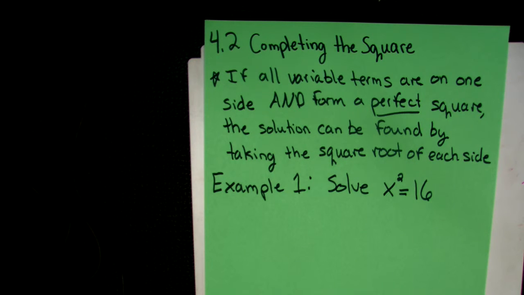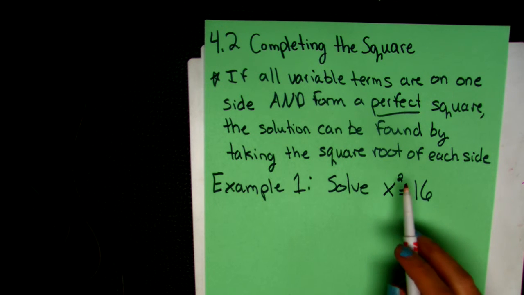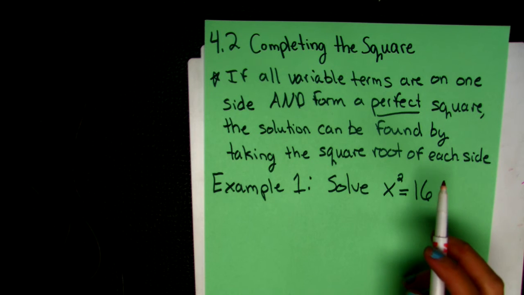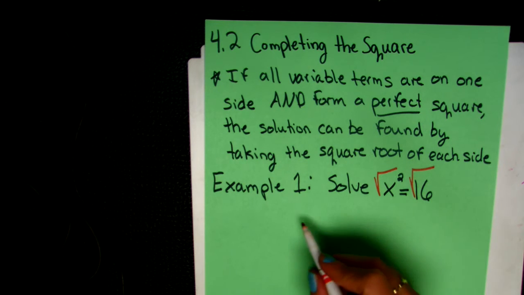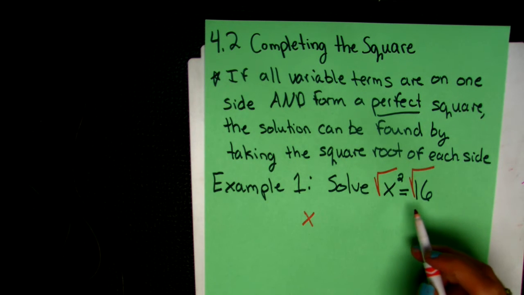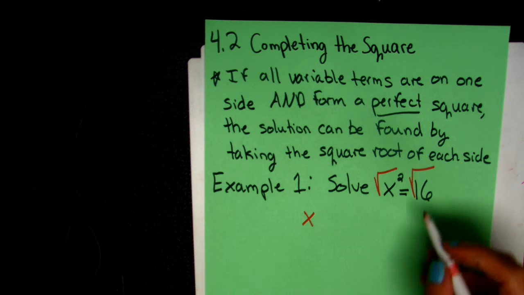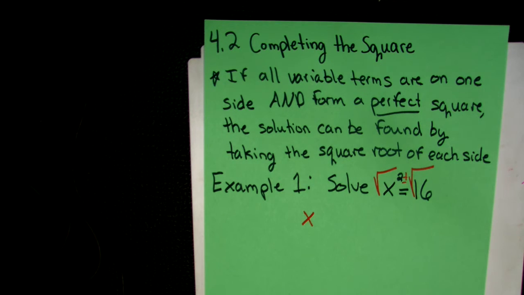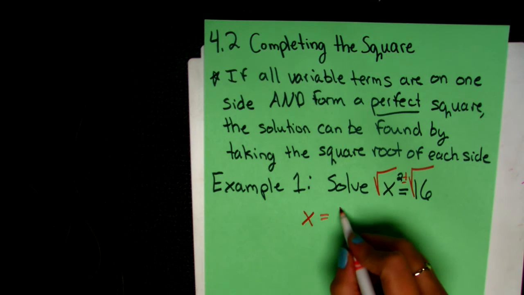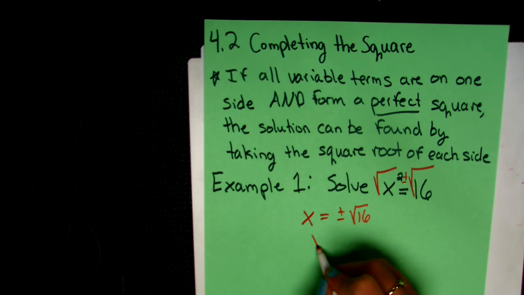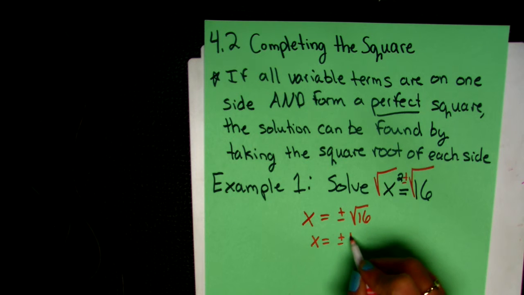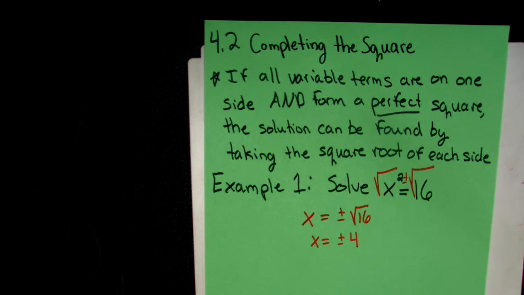So all of my variable terms are on one side, right? X squared is by itself, and x squared is a perfect square. So I can square root both sides. The square root of x squared is x. But remember, when I take a square root, I need to go ahead and take the plus or minus, okay, because that's the definition of square root. So plus or minus the square root of 16, and the square root of 16 is 4. So x is equal to plus or minus 4. So that means that either x is 4 or x is negative 4.